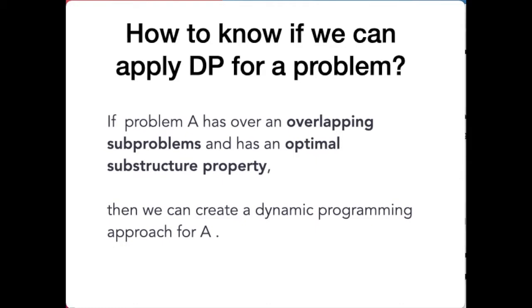So the next question is how to know if we can apply a dynamic programming approach for a particular problem. The simple answer is if a problem has overlapping subproblems and has an optimal substructure property, then we can create a dynamic programming approach, because these are the necessary characteristics that DP is addressing.